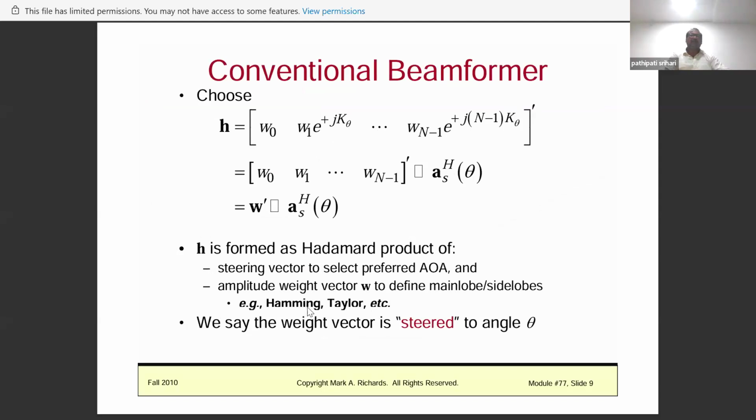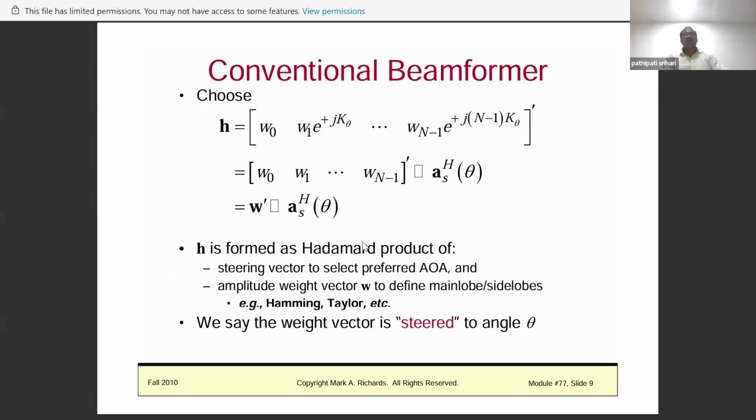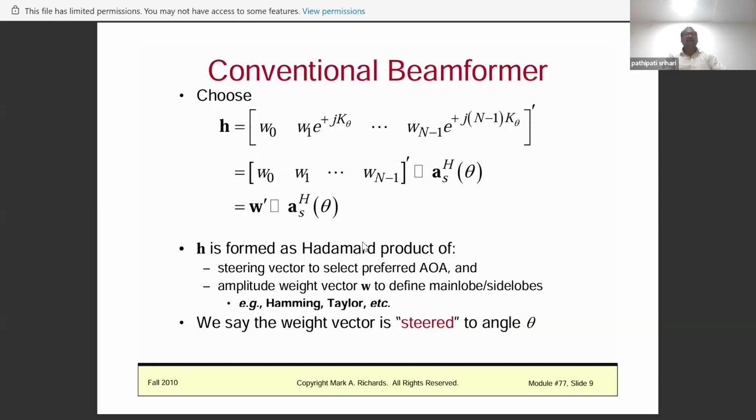So you go with a Hamming window, Taylor window, from antenna concepts. Those who know can understand the window concept, the windowing of the beam pattern to obtain a desired beam pattern. So we say the weight vector is steered to an angle theta. Whatever the Hadamard product is, H is chosen.